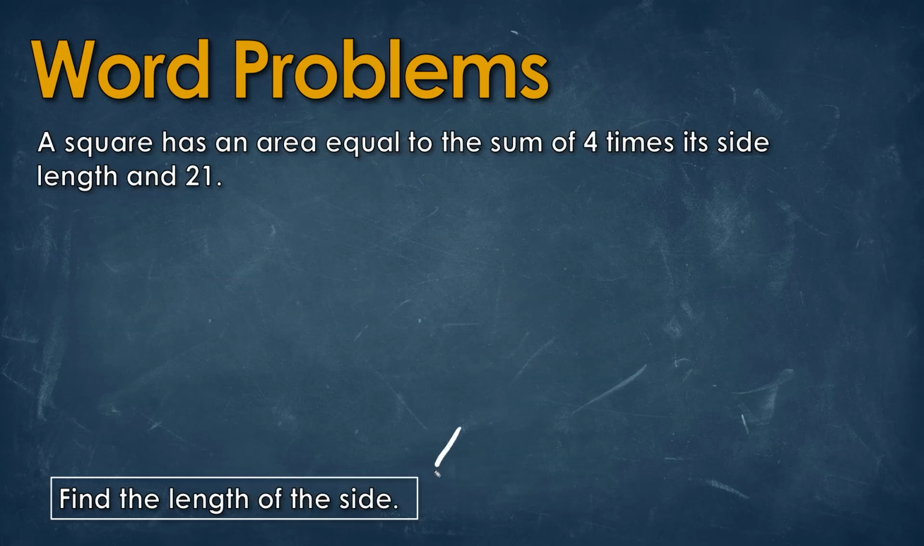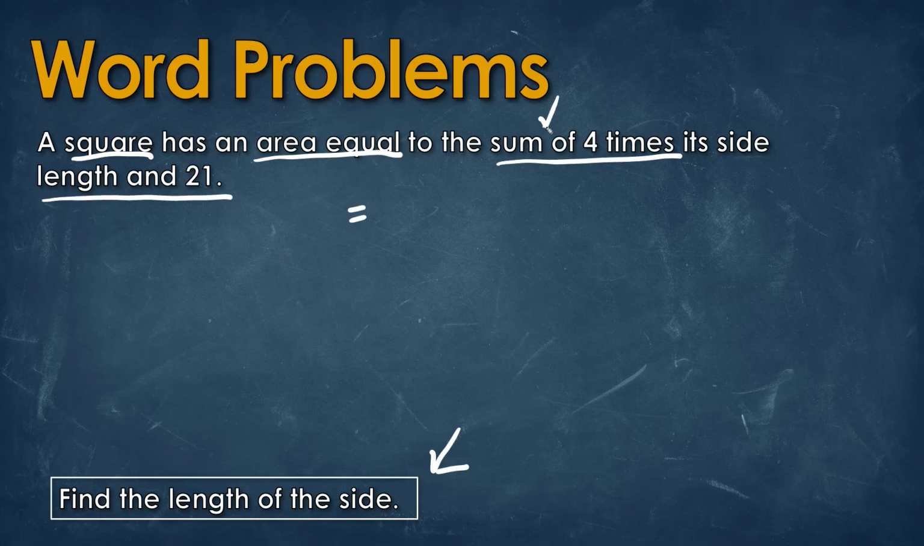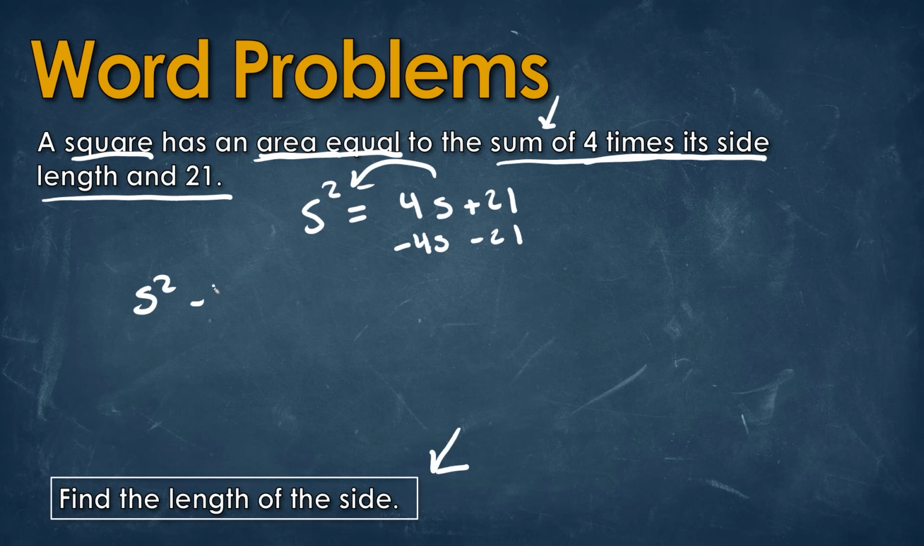For this problem, we're looking for the length of a side of a square, and it says that the square has an area equal to the sum of 4 times its side length and 21. So sum being the addition of 4 times its length and 21, meaning 4 times the side plus 21. And that's equal to the area. And remember, the area of a square is equal to s squared, where s stands for the side. So for this problem, we're going to subtract 4s and 21 from this side and move it to the other side. So we'll get s squared minus 4s minus 21 is equal to 0.